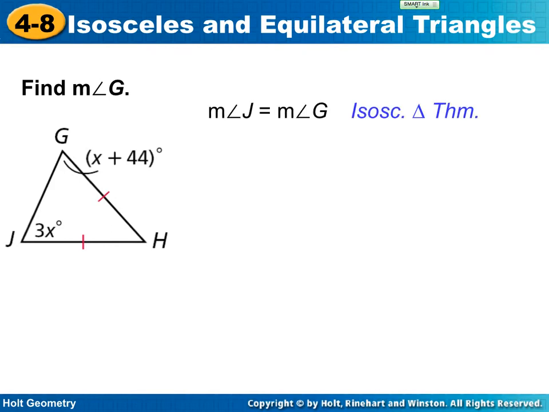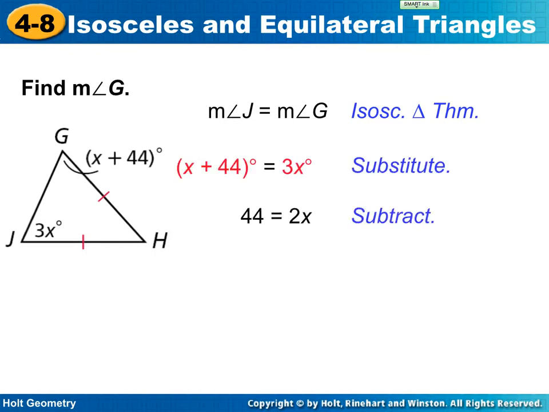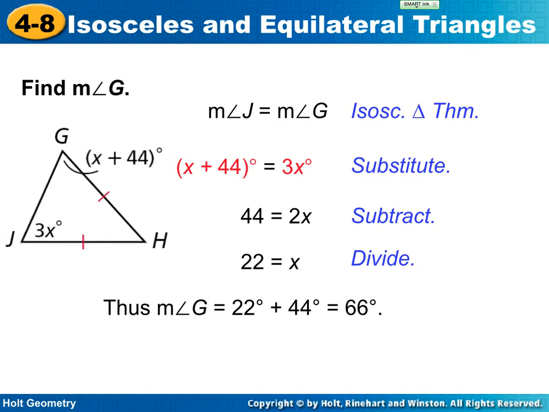Tell your partner what you came up with. 66. Yep. X was 22, but the angle was 66. I heard quite a few of those. Did you set it up right? Set those equal? No. You're adding. These two angles are not going to add up to be 180 degrees. If you're adding to 180 degrees, Paige, you would need all three angles in the triangle.